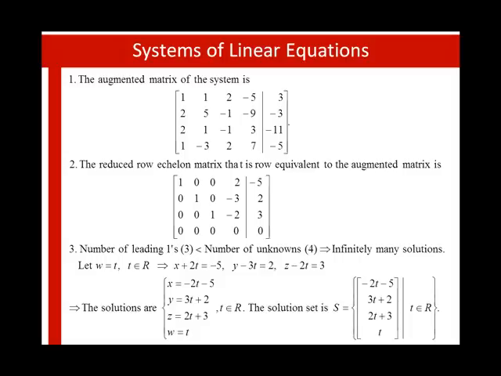So we'll start off by using W as a free variable. We let W equal to T, where T belongs to R, and we solve the other variables in terms of T. So the solutions are X equal to -2T - 5, Y is equal to 3T + 2, Z is equal to 2T + 3, and W is equal to T. So the solution set is as seen on the right hand side, where T belongs to R.